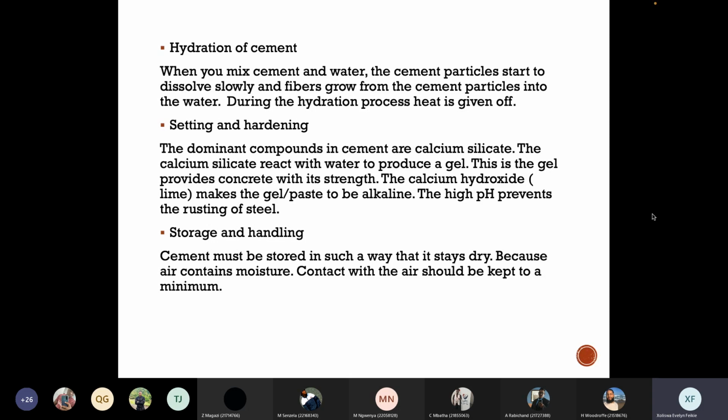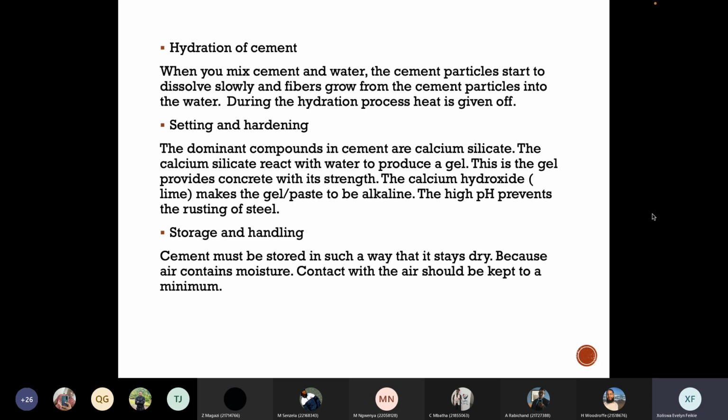So that's the difference. And then the setting and hardening of concrete: they say that the dominant compounds in cement are calcium silicate, right? So basically the most important ingredient when it comes to the setting and hardening of concrete, here we're talking about cement, the main ingredient, the dominant compound, is calcium silicate. The calcium silicate will react with the water to produce a gel. This is the gel that provides concrete with its strength, right?